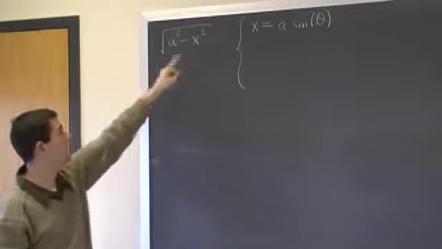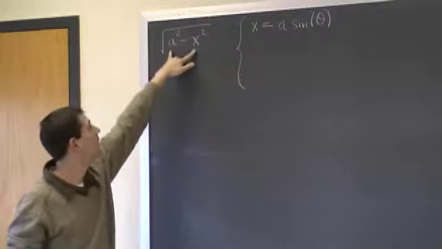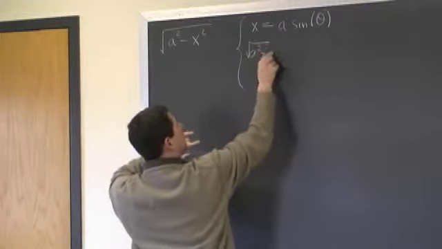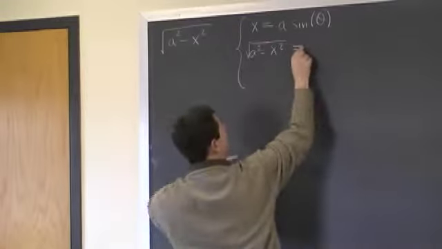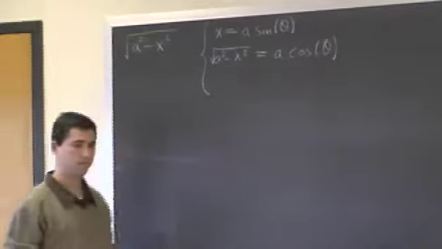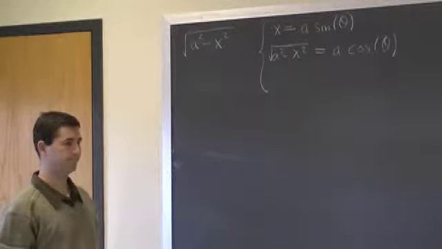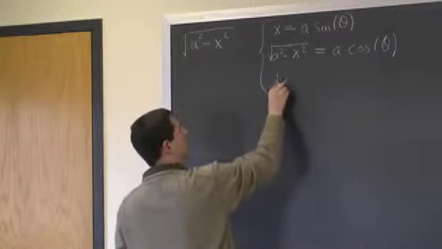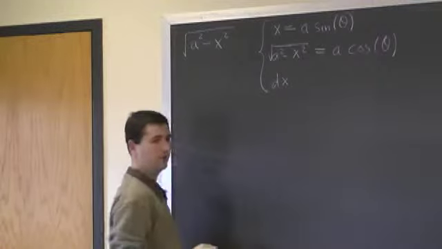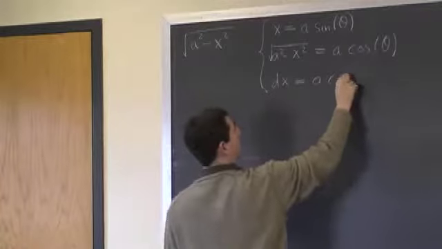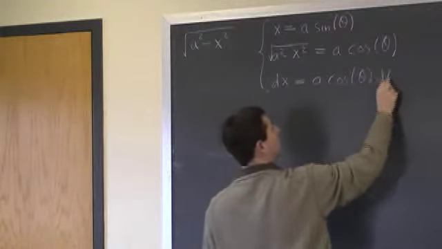And what we showed is if you let x equal a sine of theta, then this expression, the square root of a squared minus x squared, reduces to a cosine of theta. And then, of course, since we're talking about derivatives usually, we can see that dx is equal to a cosine of theta d theta.